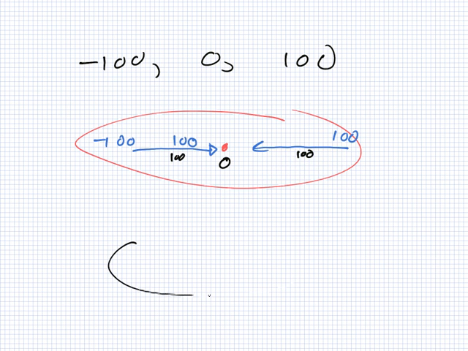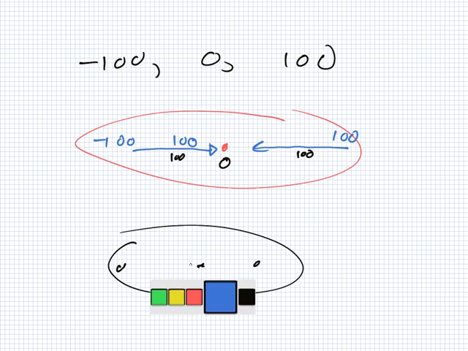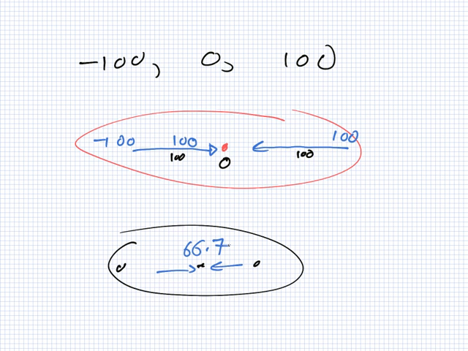So if you were to look at this data, the average distance to the center is 66.7, because the average of 100, 0, and 100 is 66.7. Why does 0 count? Because 0 is 0 away from the average, since the average is 0.